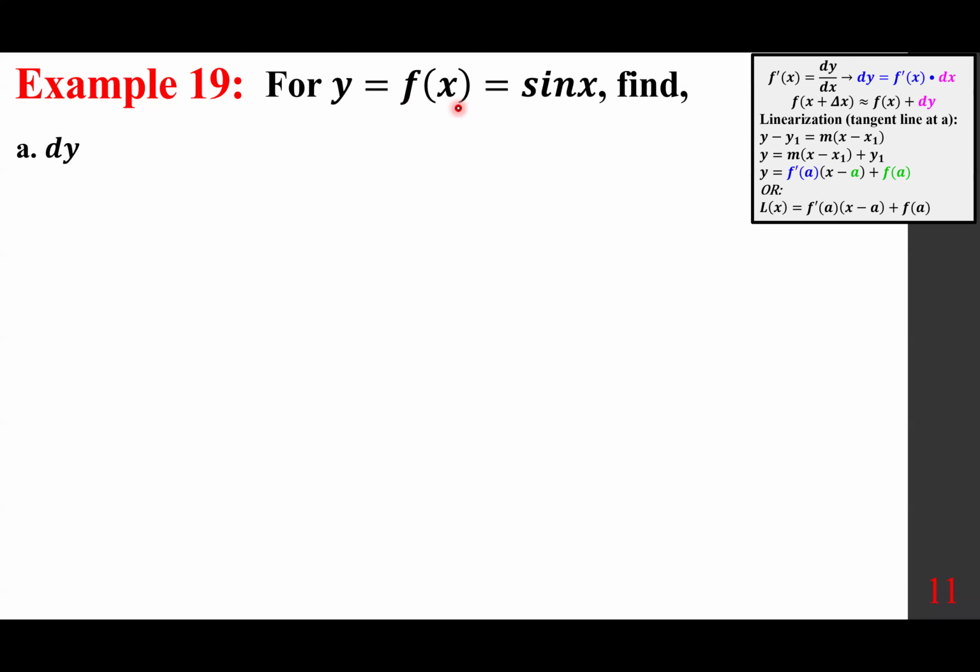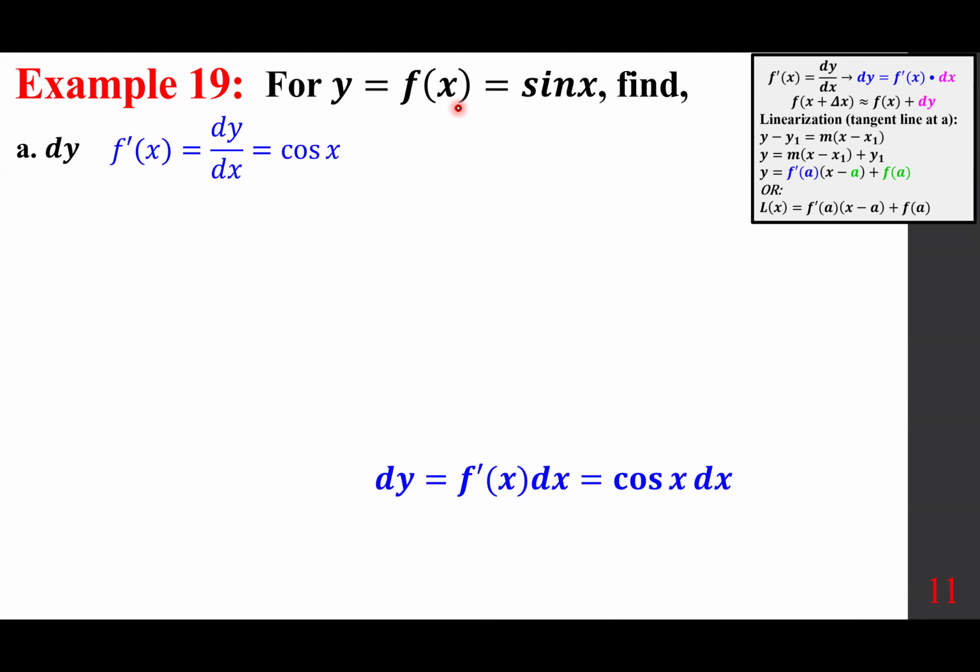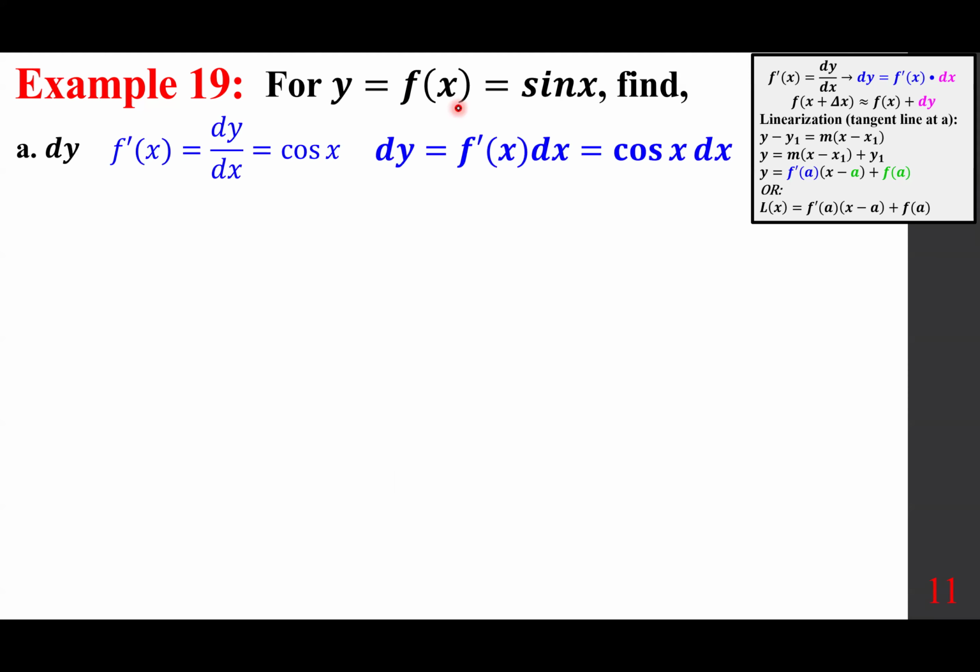For y equals f of x equals sine x, find dy. Well, again, let's go with f prime of x, dy/dx, which happens to be cosine x. We already know that. So what is dy? The same thing times dx. So dy is simply f prime of x dx, or cosine x dx.